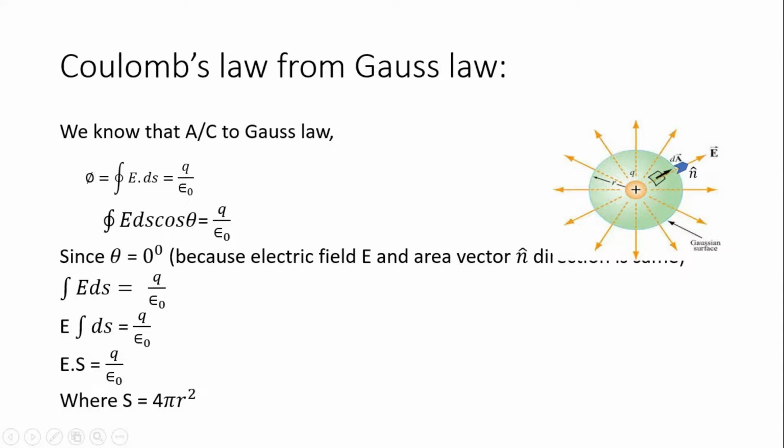We know that according to Gauss law, phi is equal to the closed surface integral of E dot ds, from the definition of Gauss law, is equal to q divided by epsilon naught. So the closed integral of E dot ds is E ds cos theta, because this is a dot product. It is not a cross product. If it were a cross product, it would be ds sin theta. So since it is a dot product, E ds cos theta is equal to q divided by epsilon naught. So here theta is equal to 0 degrees.